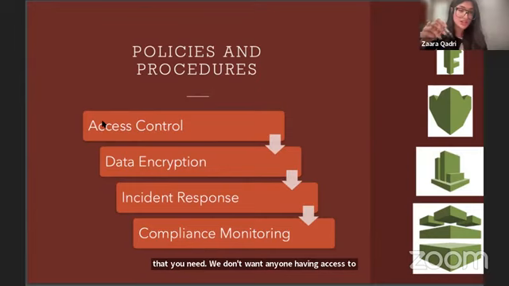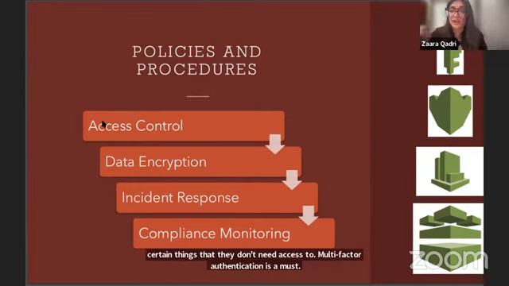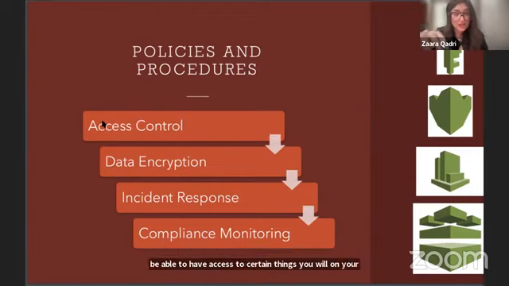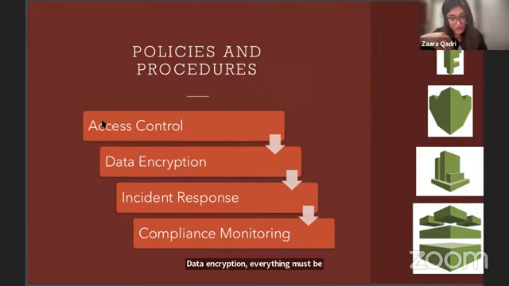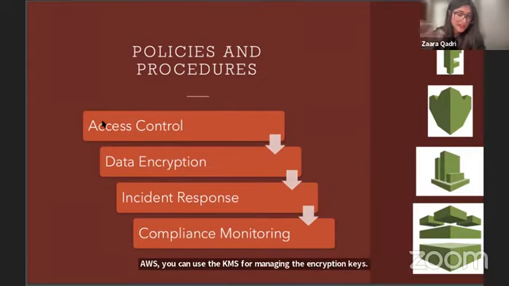Multi-factor authentication is a must. To have access to certain things, you will have MFA set up on your various devices, not just on one device. Data encryption: everything must be encrypted, whether it's data at rest or data in transit. In AWS, you can use KMS for managing the encryption keys. Think of it like this: KMS is like your biggest lock. It's a Key Management Service.